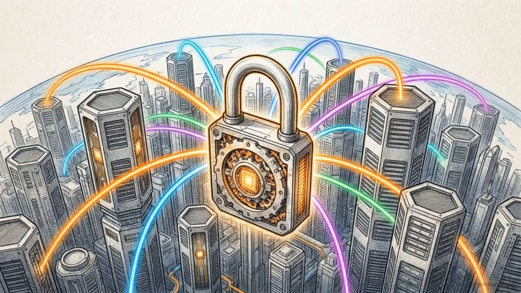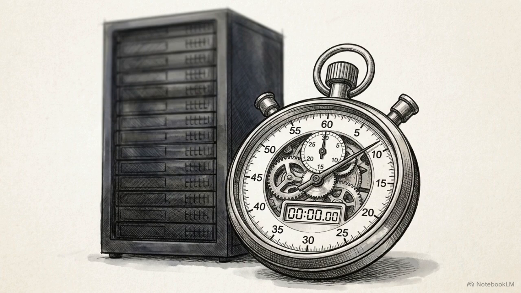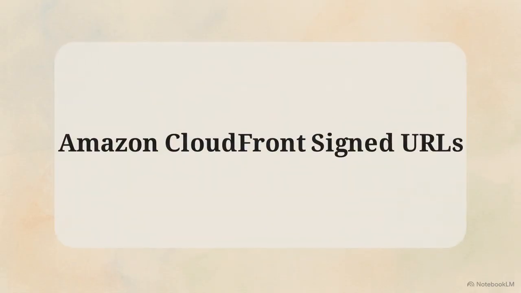With the origin isolated, the next problem is user authorization. We need to restrict access for individual viewers right at the edge location, without pausing to query a central backend database, which would instantly reintroduce the latency we just eliminated. We achieve this decentralized authorization using signed URLs.